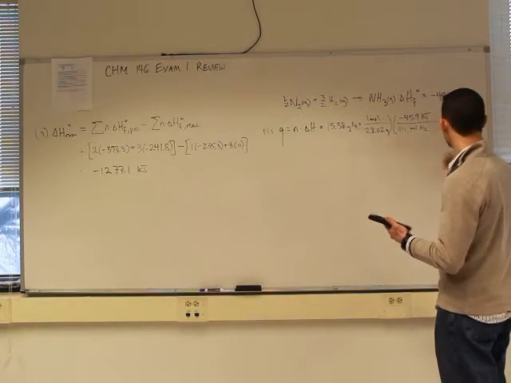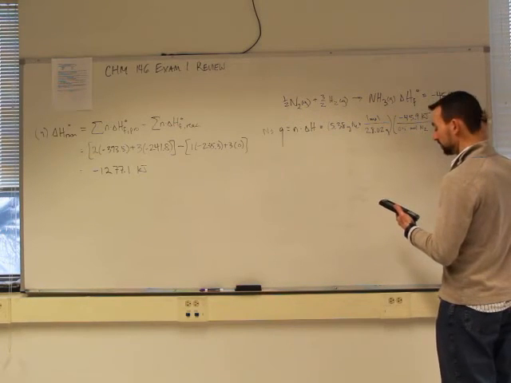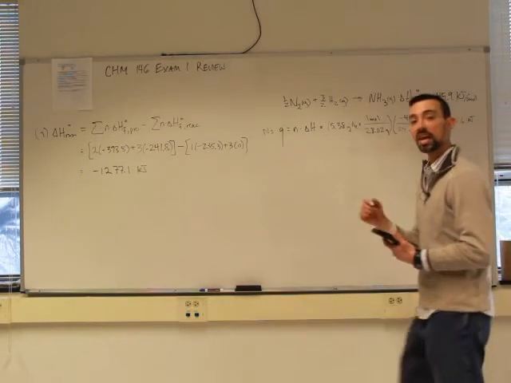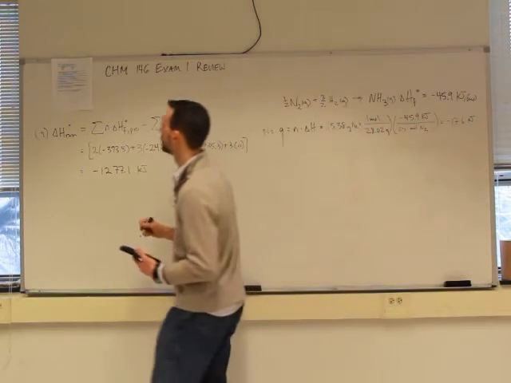So multiply by 2. And I get negative 17.6 kilojoules can be produced if all of the nitrogen is used.